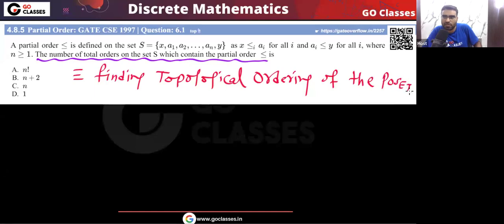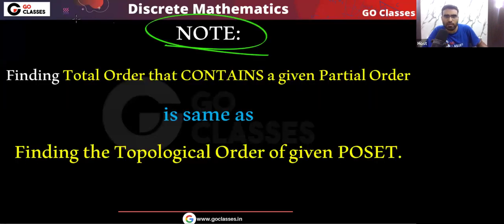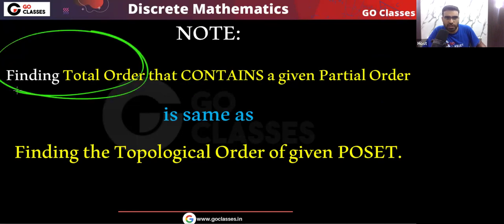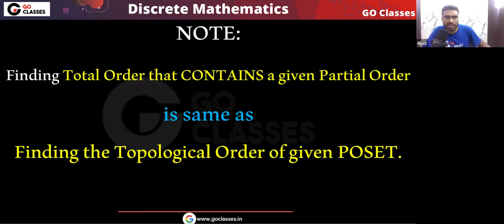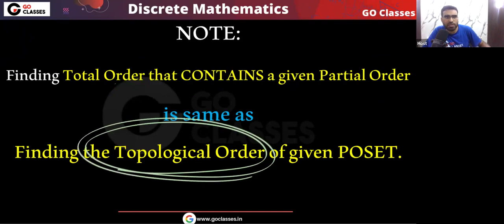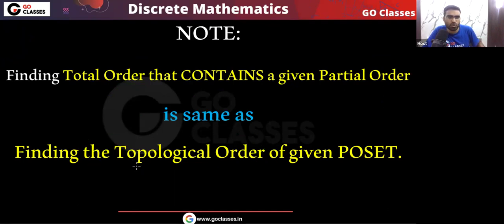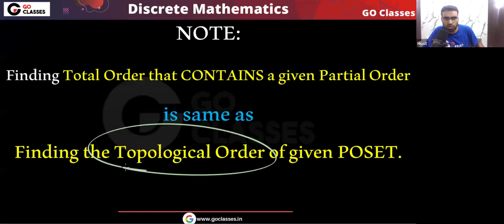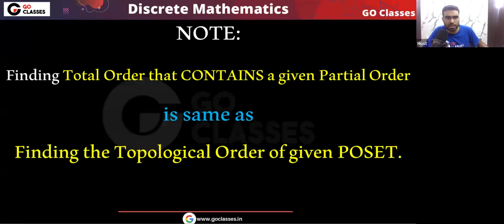Is this clear? Very simple. Finding the topological orderings of the POSET, because we have already seen that finding a total order that contains a given partial order is the same as finding a topological order. And remember, when you find the topological order, you have to start with the minimal element, because the minimal element has no incoming edge. Your topological order will always start with the element which has no incoming edge.